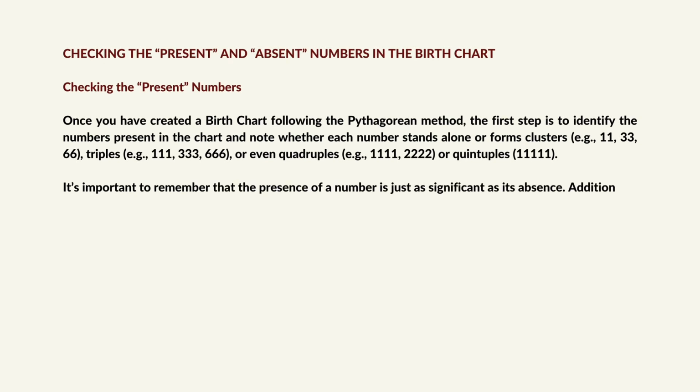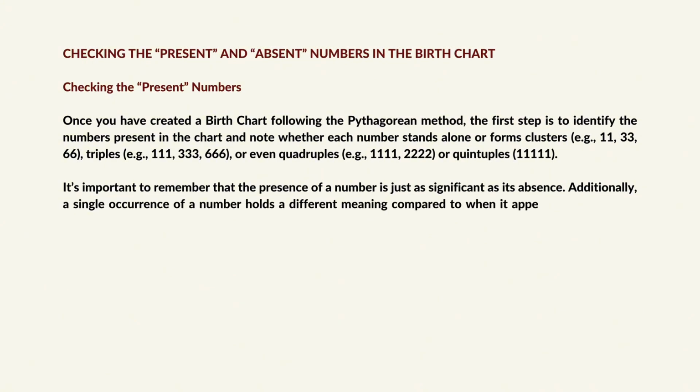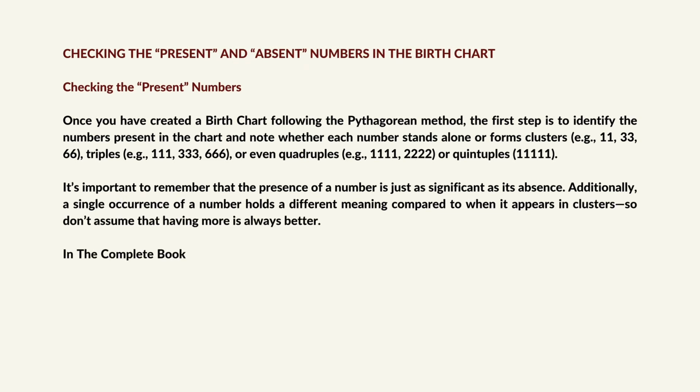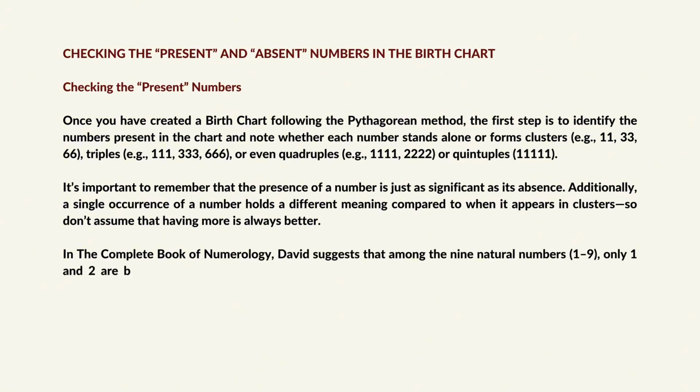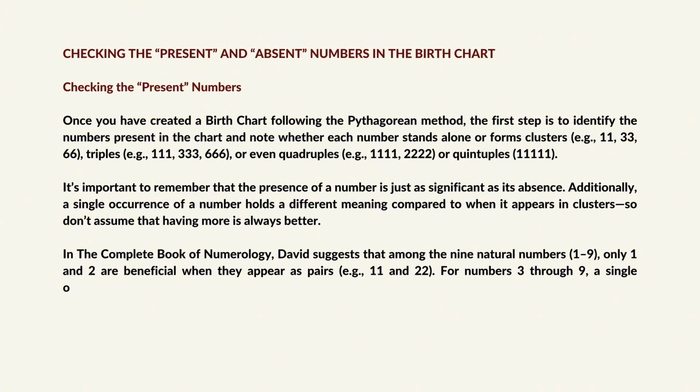It's important to remember that the presence of a number is just as significant as its absence. Additionally, a single occurrence of a number holds a different meaning compared to when it appears in clusters. So don't assume that having more is always better. In the complete book of Numerology, David suggests that among the 9 natural numbers, 1 to 9, only 1 and 2 are beneficial when they appear as pairs, for example, 11 and 22. For numbers 3 through 9, a single occurrence is considered ideal.